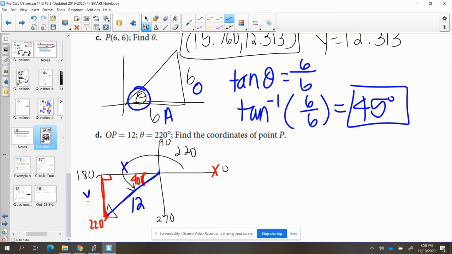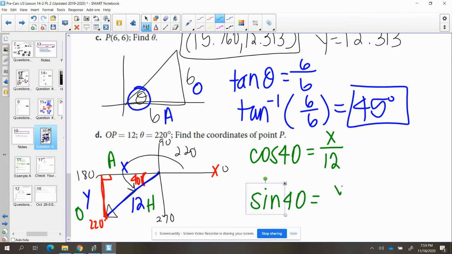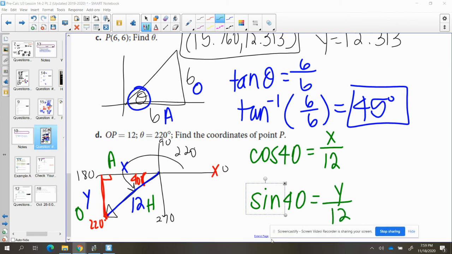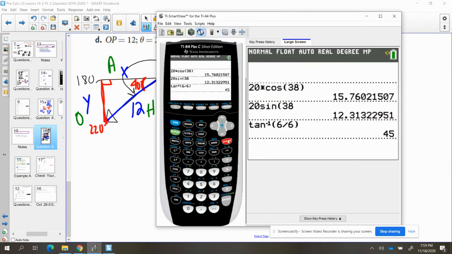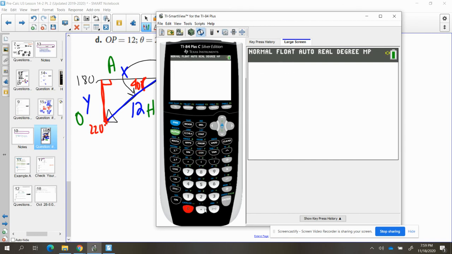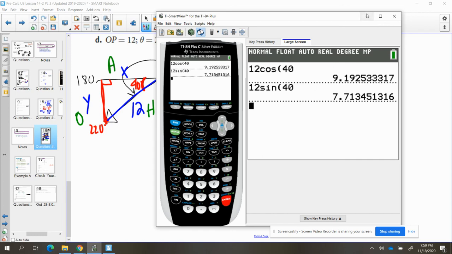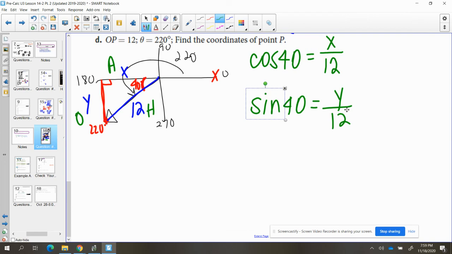And if, again, we're looking for the coordinates, x comma y, we're going to need to use a combination of sine and cosine because we have the adjacent and the opposite and the hypotenuse. So to find the x value, it would be cosine of 40 degrees equals the adjacent over the hypotenuse, and then the sine of 40 degrees is the opposite over the hypotenuse. Okay. And so from here, if we type those in the calculator, we're going to need 12 times the cosine of 40 and 12 times the sine of 40. We get our two values of 9.193 for x, and y equals 7.713. Now we have to be careful.